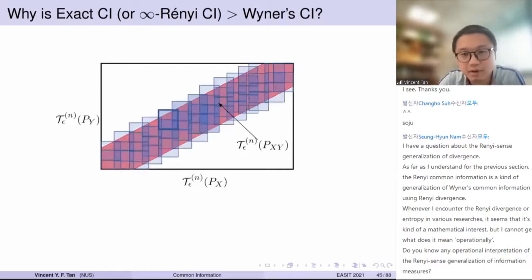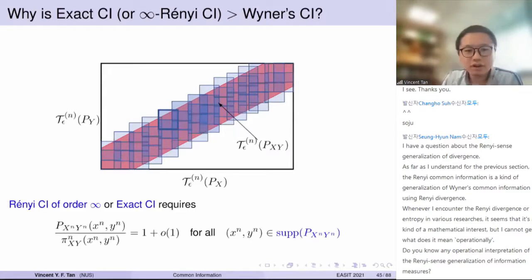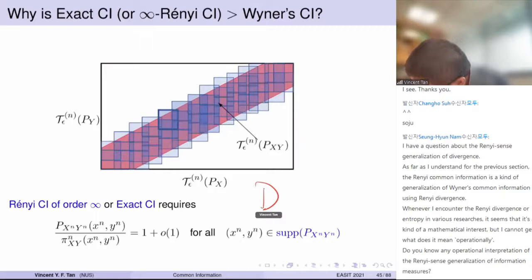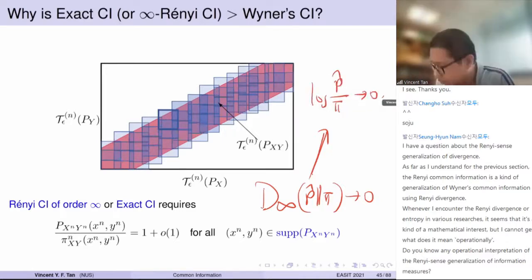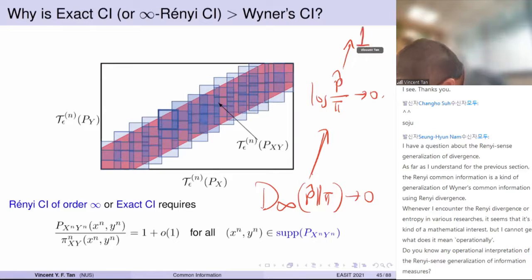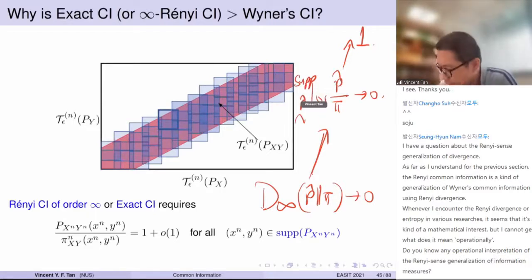But what about exact common information? The picture for exact common information is this picture. Why are there so many blue squares? Now, exact common information requires us to drive the infinity order to 0. What is the meaning of this? This means that we require log of p hat over pi to go to 0, which means that this must go to 1. But this is not completely true because I've missed out on the support of p hat. It makes a difference.